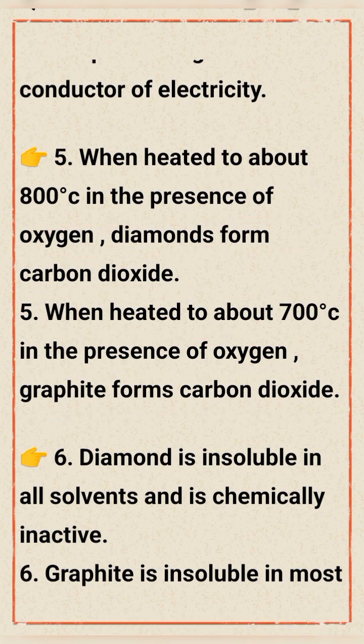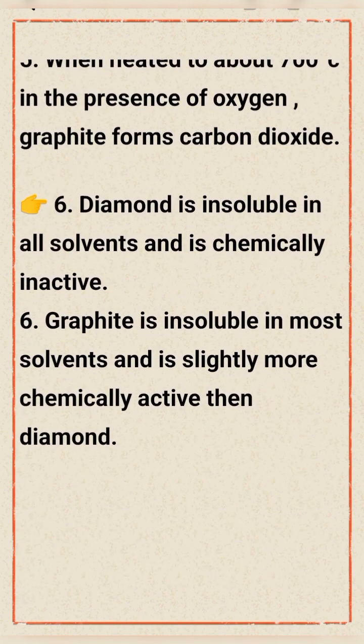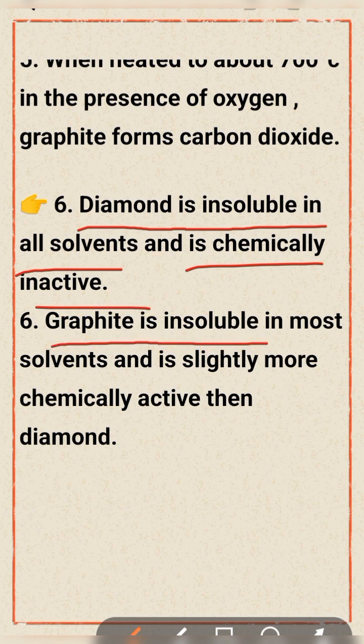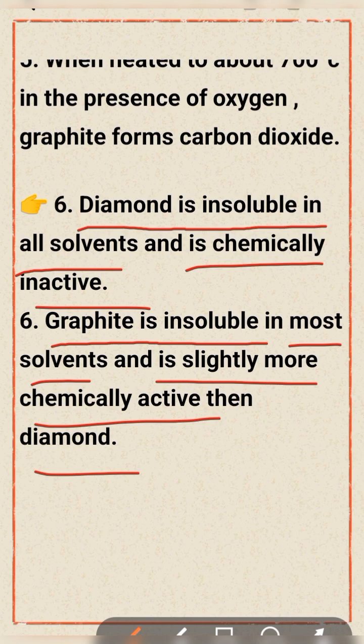Next point, the last point, the sixth point: diamond is insoluble in all solvents and is chemically inactive. But graphite is insoluble in most solvents and is slightly more chemically active than diamond. Okay, my dear viewers.